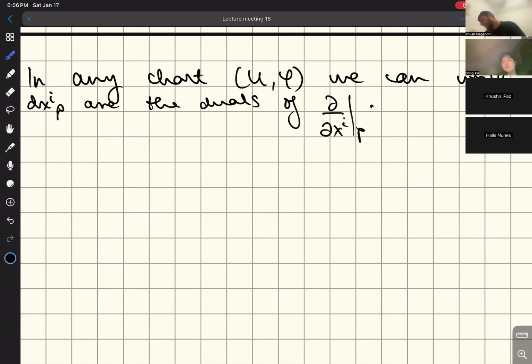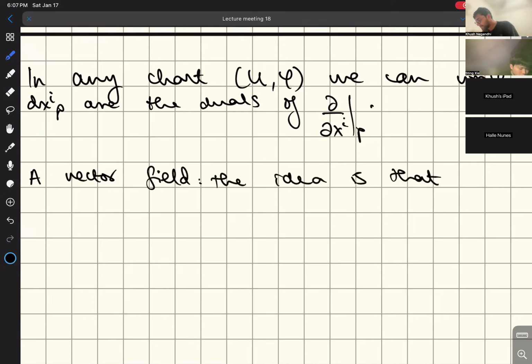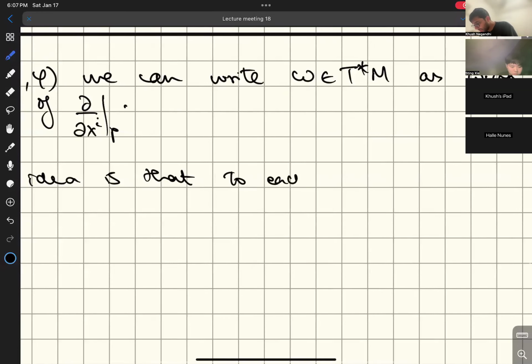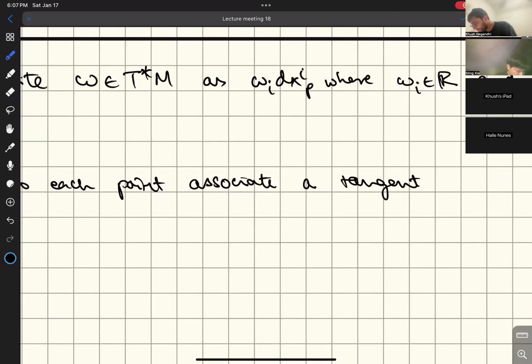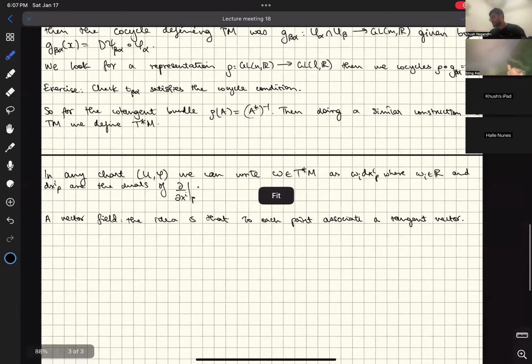So the idea with a vector field is very simple. At each point, you want a tangent vector. So a vector field, the idea is simple. The idea is that to each point, you associate a tangent vector. Yeah, that's all there is to it.